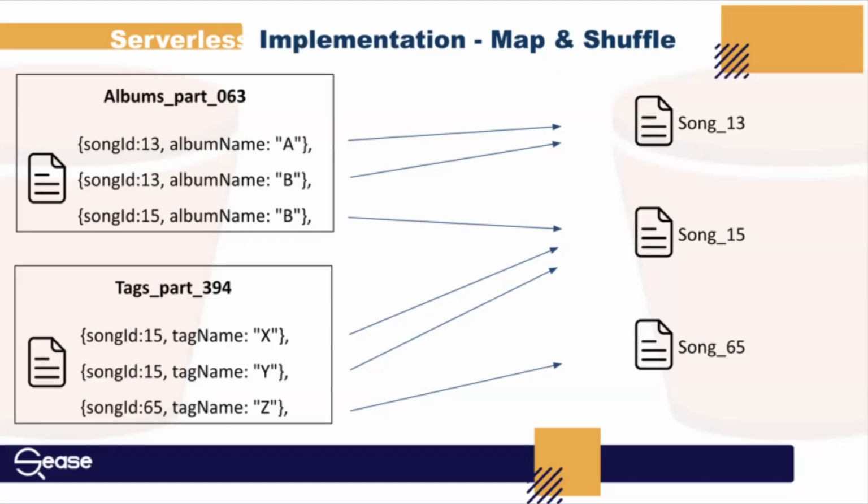What was the problem? As you can see here, there are 2 files, album and tags. Both of them have to process song ID 15. Maybe these 2 files can be processed in parallel. So there's a concurrency problem we need to solve. We don't have POSIX, we don't have malloc, semaphores, or mutexes. So we need to implement some solution.